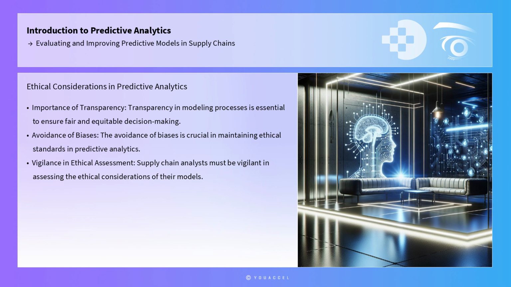Transparency in modeling processes and the avoidance of biases are essential to ensure fair and equitable decision-making. Supply chain analysts must be vigilant in assessing the ethical considerations of their models, particularly in contexts where they impact employment or resource allocation.